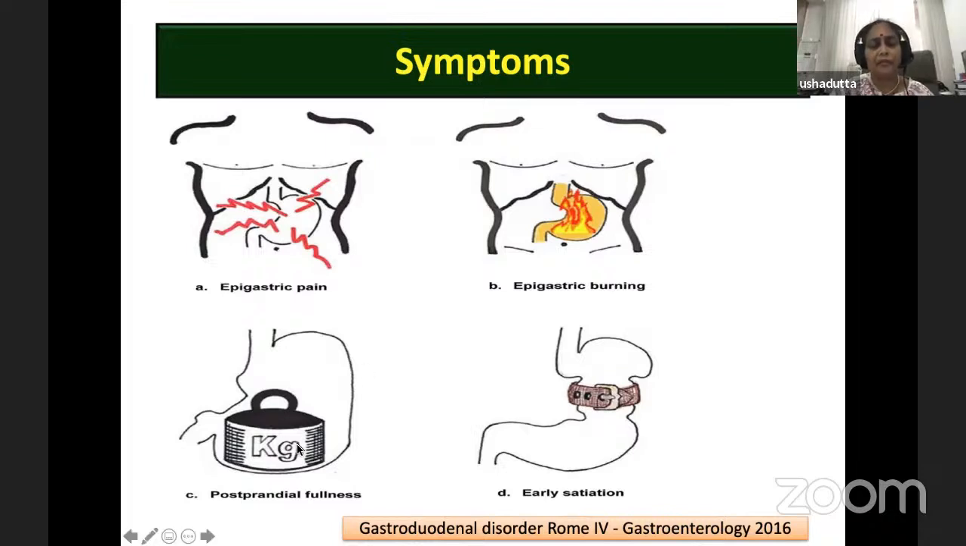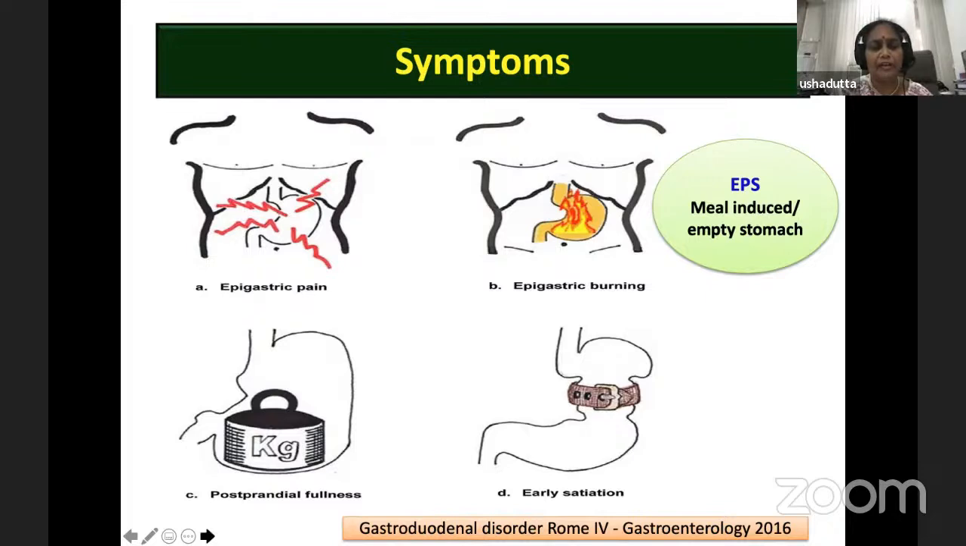In postprandial fullness, there's a possible problem with the motility of the stomach. Epigastric pain and burning are both due to an inflammation in the stomach, which is initiated by acid and pepsin, apart from other causes. So epigastric pain syndrome is usually meal induced and is associated more often with an empty stomach.